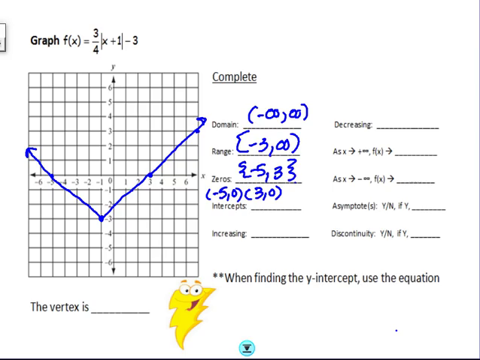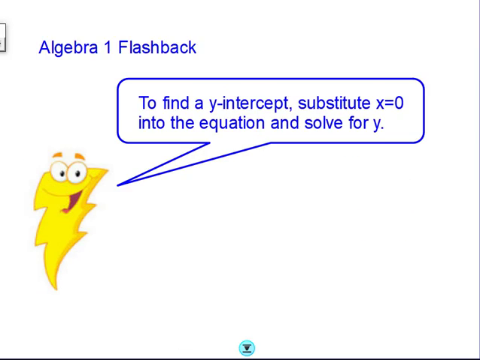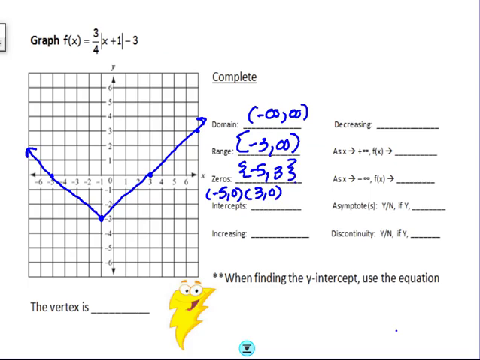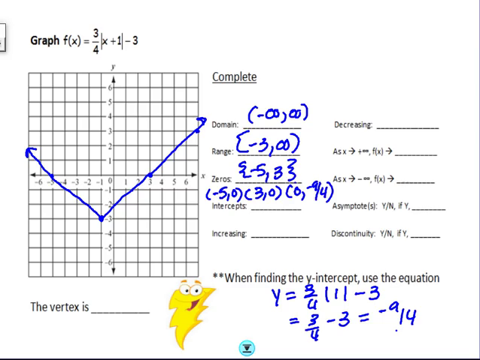Alright, the y-intercept. We can't read it from the graph. Now we have the equation, so we want to find the exact y-intercept. We don't want to estimate anymore. So recall, to find a y-intercept, we're going to substitute 0 in for x and solve for y. So y is equal to 3/4 absolute value of 0 plus 1, which is 1, minus 3. Let's simplify this. The absolute value is 1, times 3/4 is 3/4, minus 3. 3/4 minus 3 is -9/4. So my y-intercept is (0, -9/4).